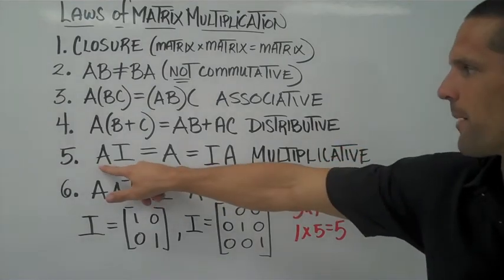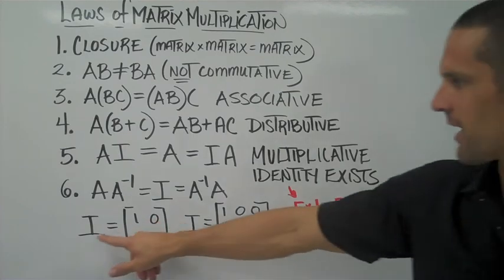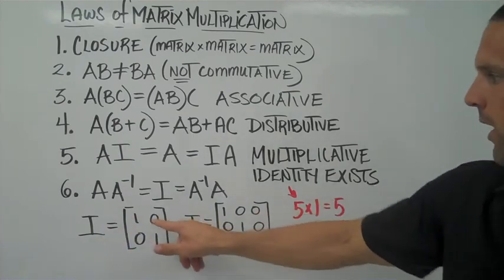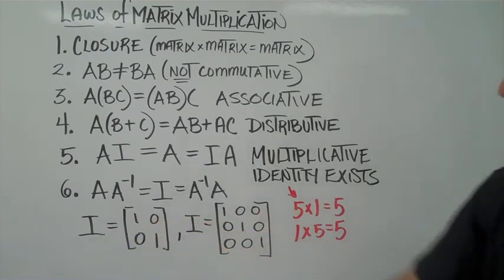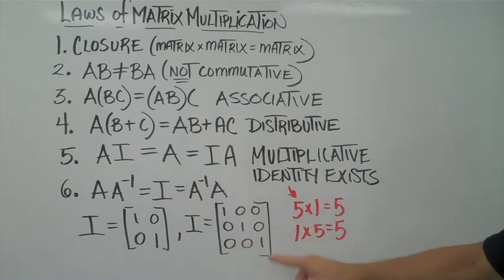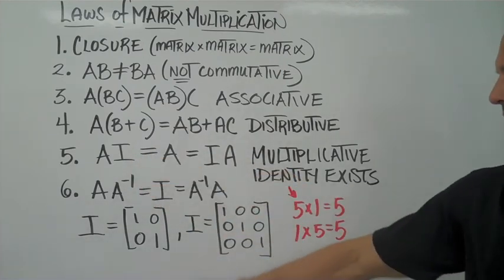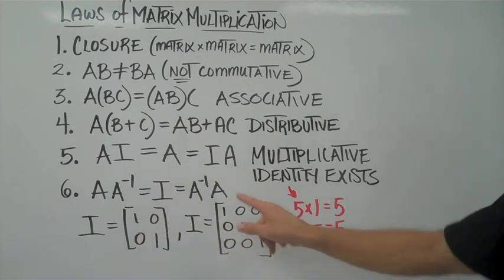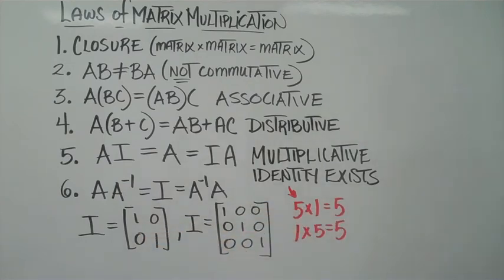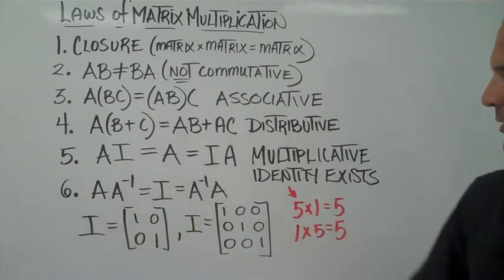I can multiply a matrix by something and get the matrix back. It turns out that I is equal to 1, 0, 0, 1 for a 2 by 2 matrix, and it's equal to 1, 0, 0, 0, 1, 0, 0, 0, 1 for a 3 by 3 matrix. In order to have this identity, you do need to have a square matrix. Here's a square matrix of order 2, here's a square matrix of order 3. Well, A times its inverse is equal to this I.